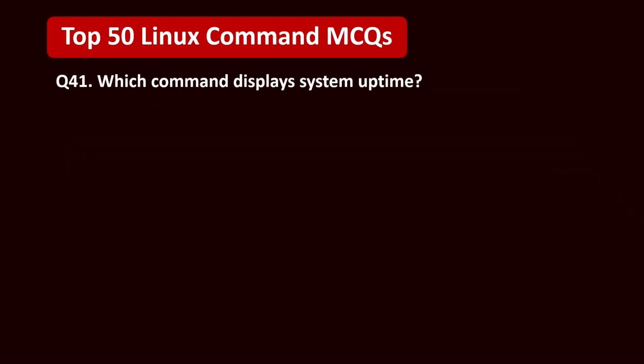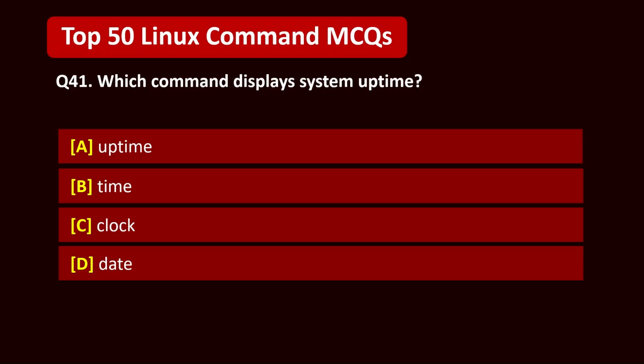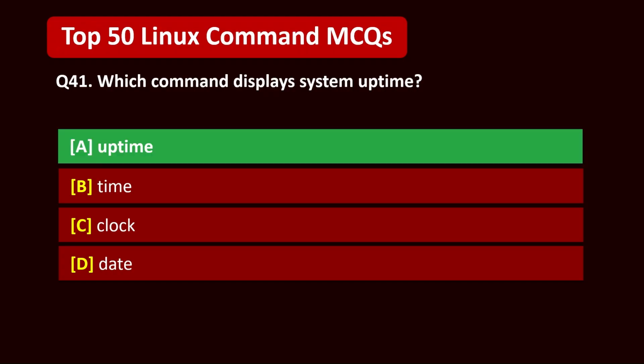Question 41. Which command displays system uptime? A. Uptime, B. Time, C. Clock, D. Date. 5, 4, 3, 2, 1. Correct answer is A. Uptime.